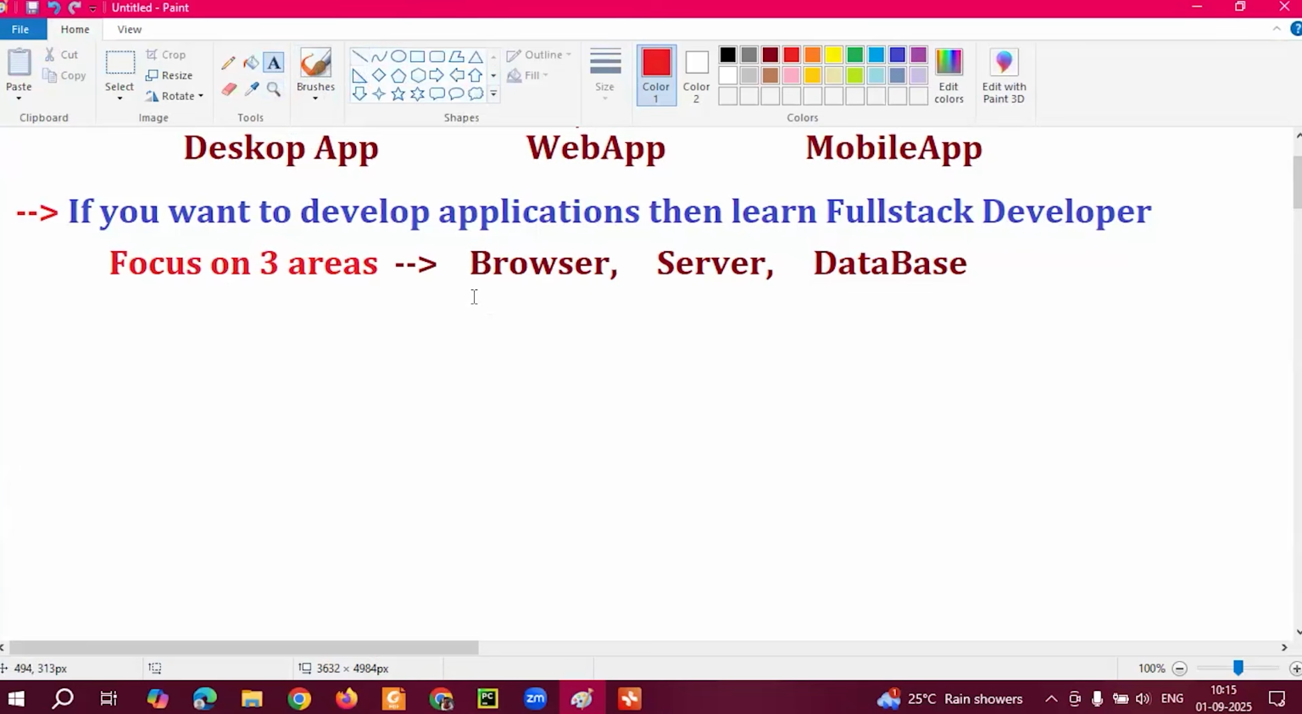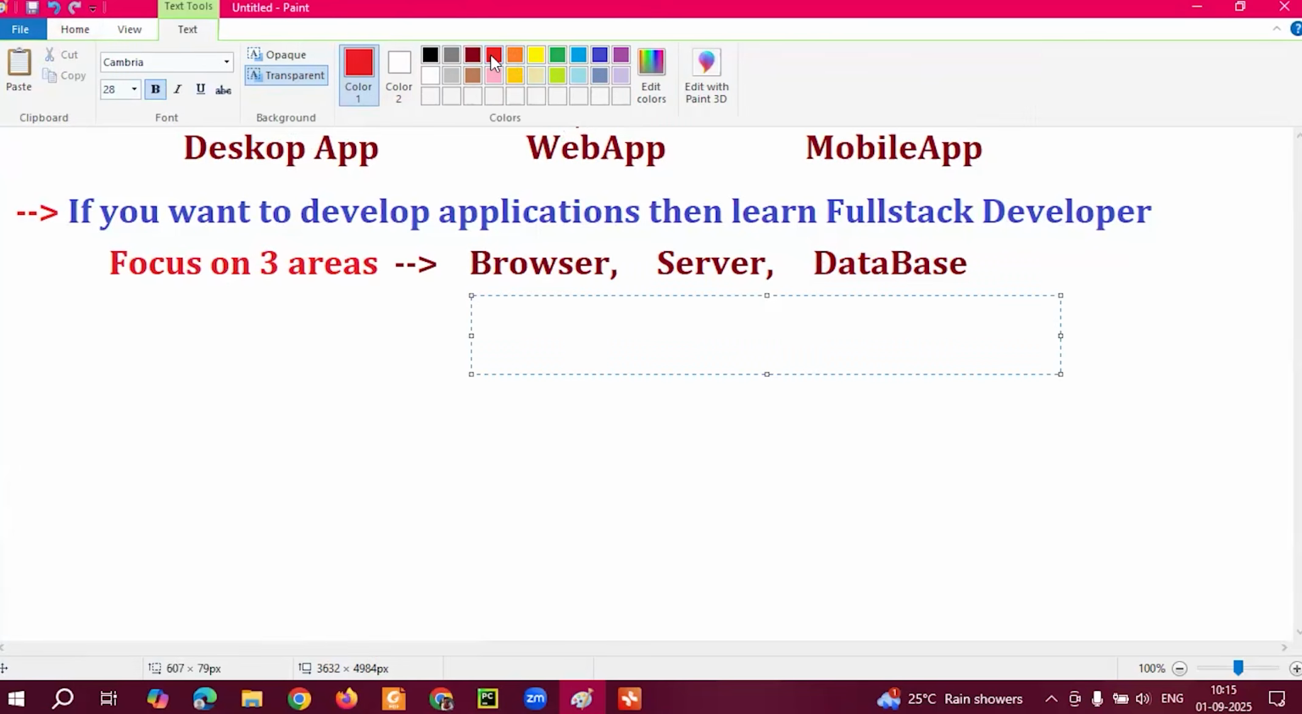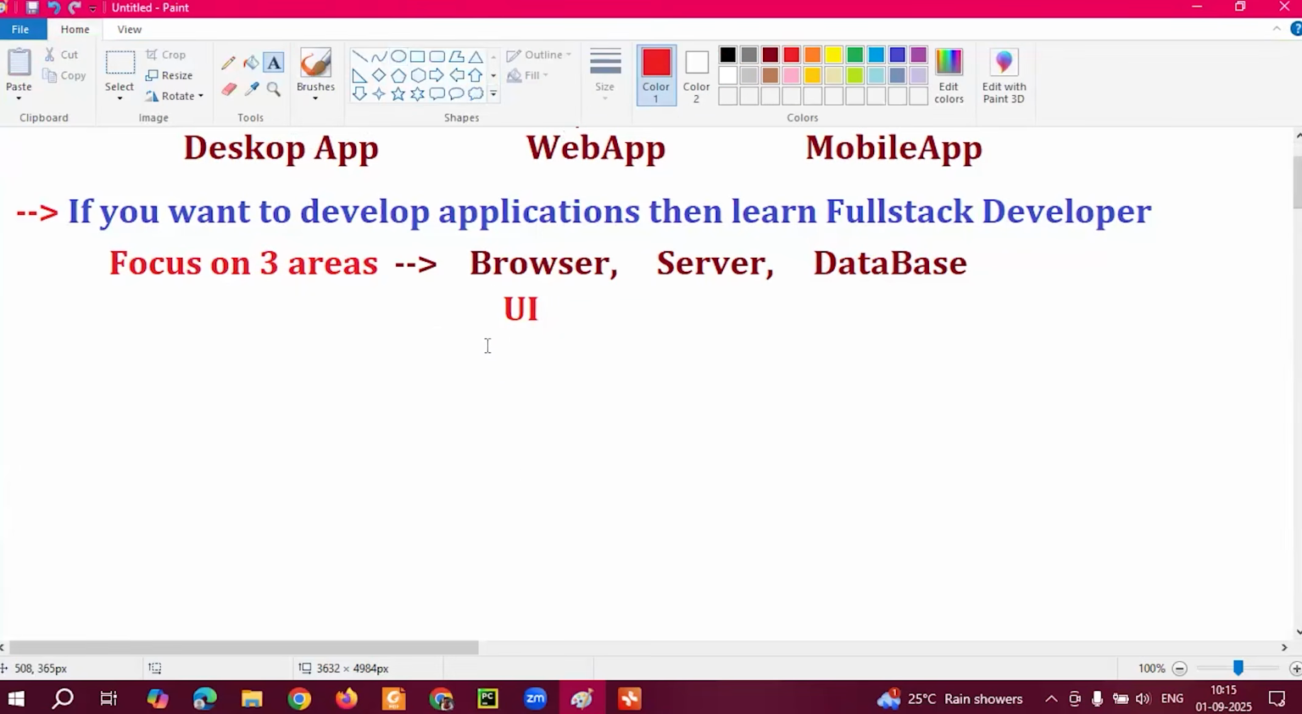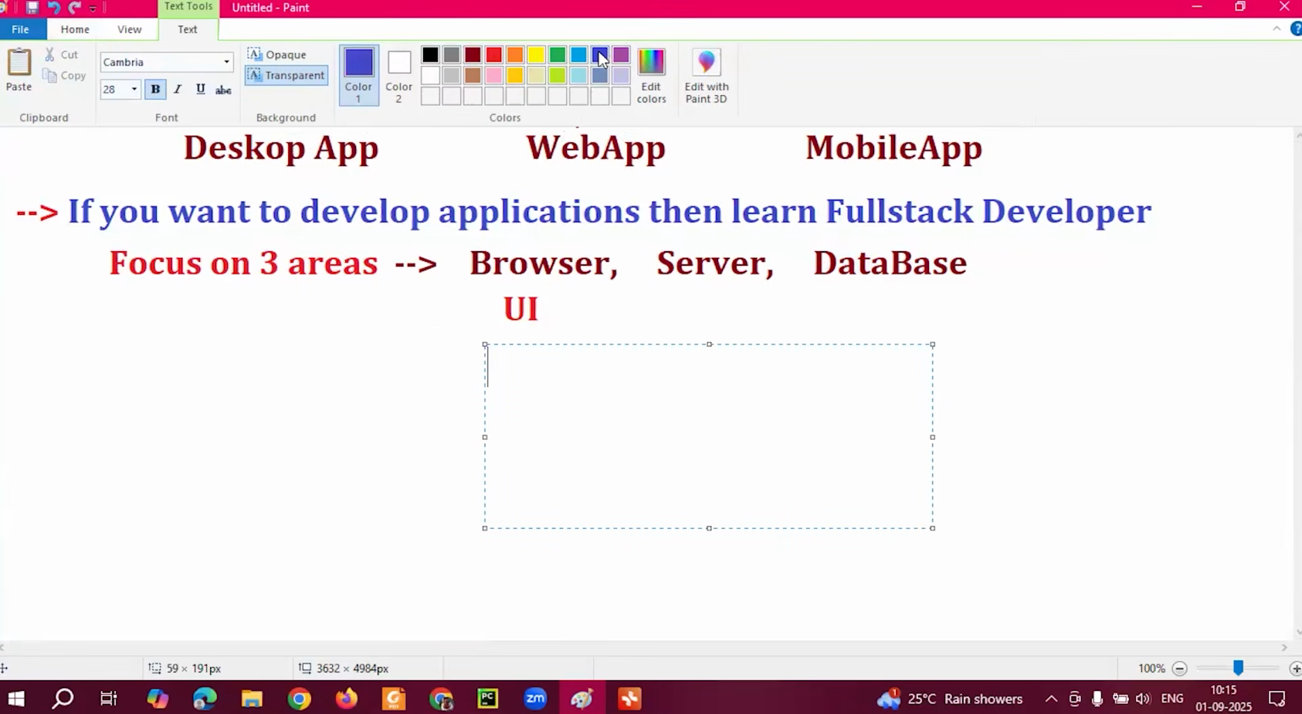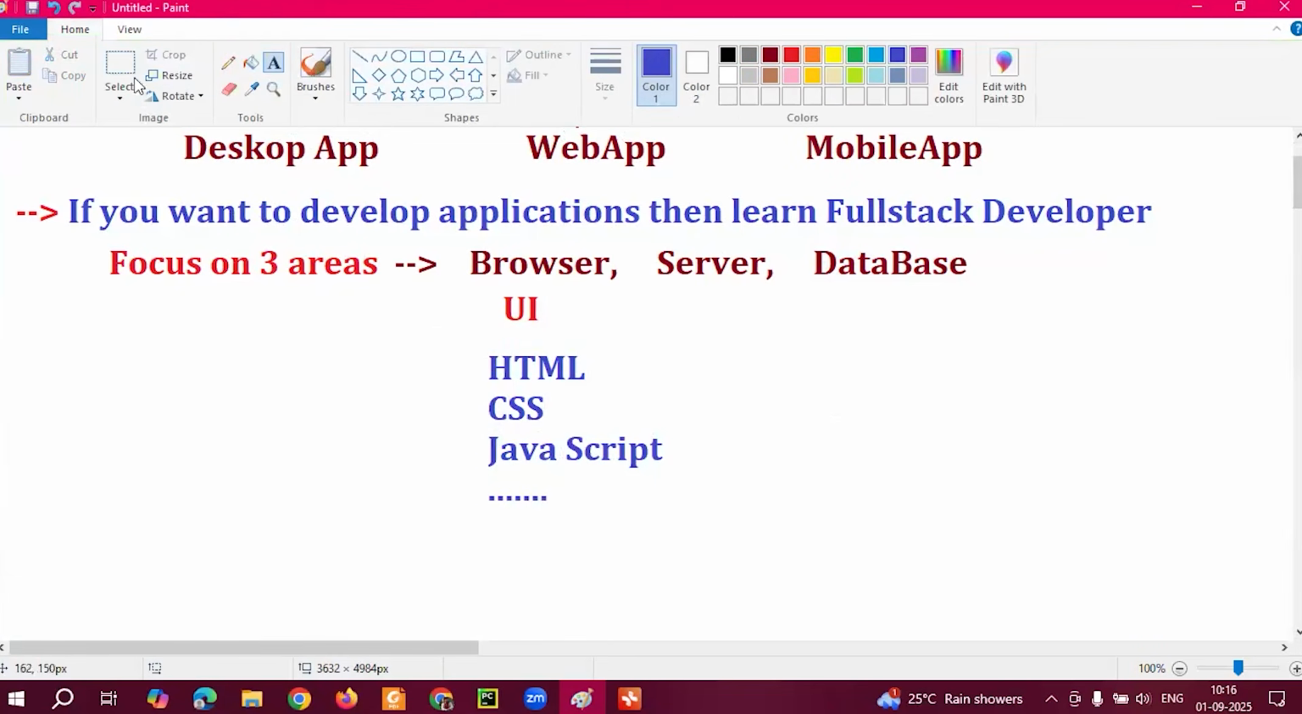So the browser side, technically people will call it what? UI technologies, user interface. So what will we call it? HTML, CSS, JavaScript, right, and so on. These are the basic things you have to learn from the browser side.